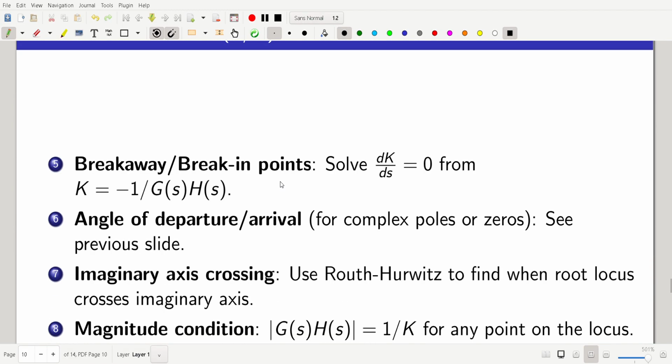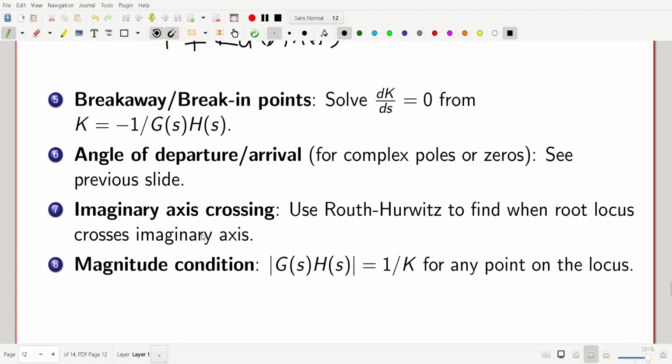All right. And breakaway and break-in points: how to solve for them? dK/ds equal to 0, from the characteristic equation 1 plus K G(s) H(s) equal to 0. From there you can find K and then take the derivative. A breakaway point lies between two poles, and a break-in point lies between two zeros. So that's an important point you need to remember. The angles of departure and arrival we already saw in previous slides.